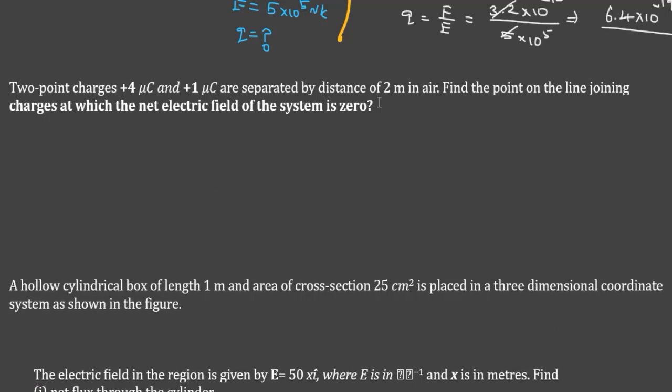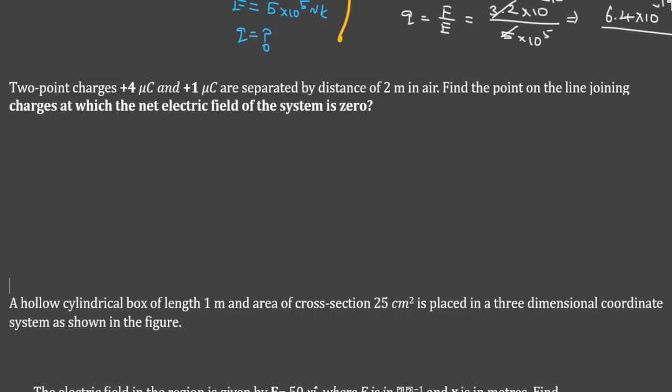So model number 10, 2 point charges, 4 microcoulomb and 1 microcoulomb, are separated by a distance of 2 meter in air. Find the point on the line joining the charges at which the net electric field of the system is 0. So this type of question is definitely very important. The same model of question will be discussed in chapter number 2 also, to calculate the point where net electric potential of the system is 0. So all are in the same model.